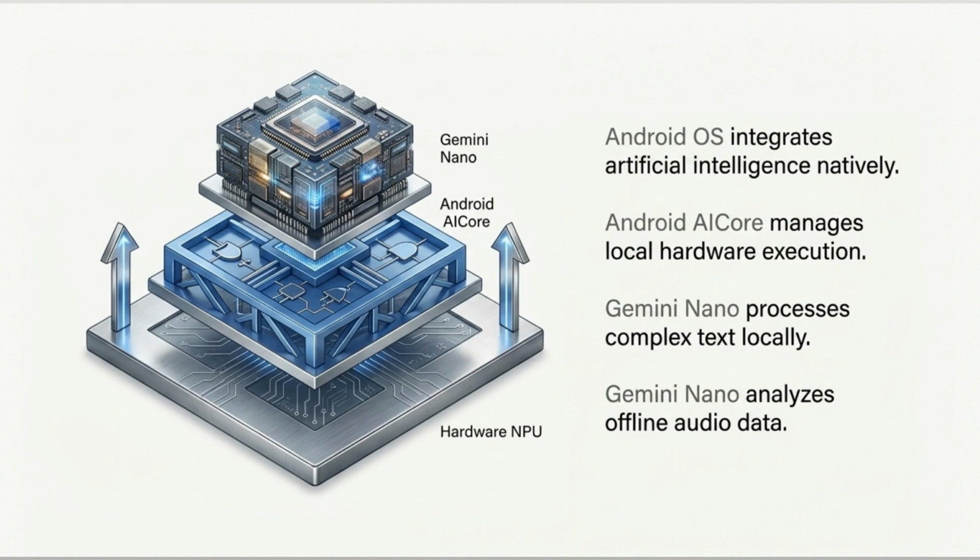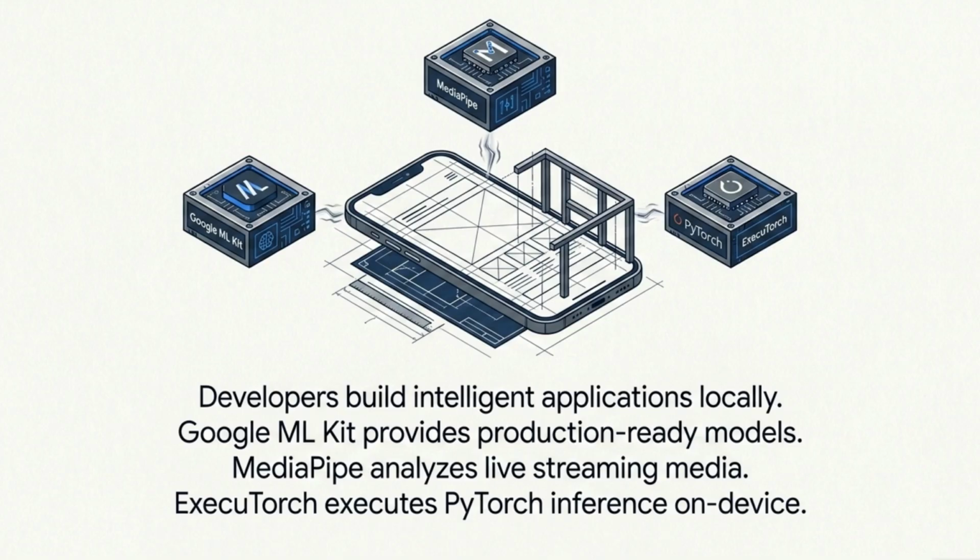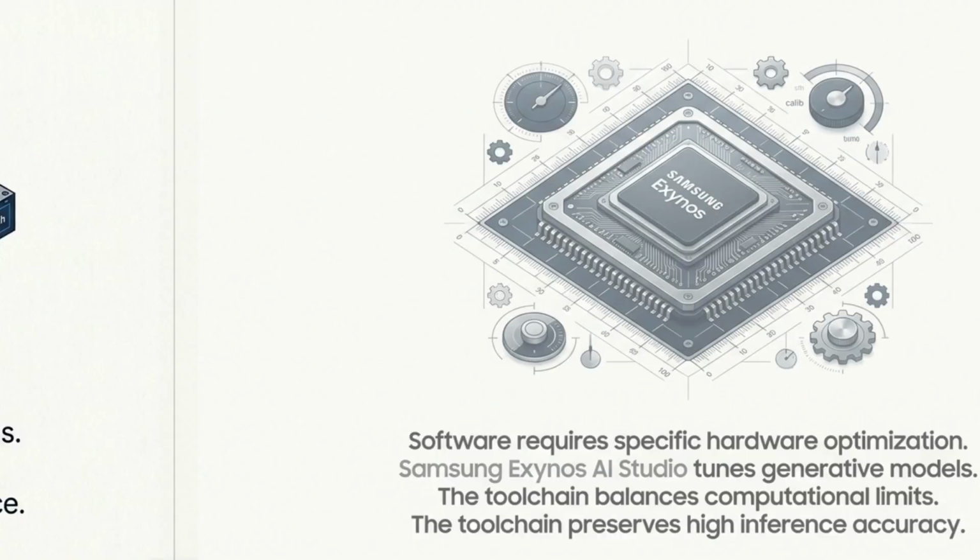Platforms like Android are integrating AI natively. With the Android AI Core and Gemini Nano, devices can now process complex text and analyze offline audio locally. Developers have powerful tools to build intelligent applications. Google ML Kit provides ready-to-use models, MediaPipe handles live media, and Executorch enables PyTorch inference on-device.